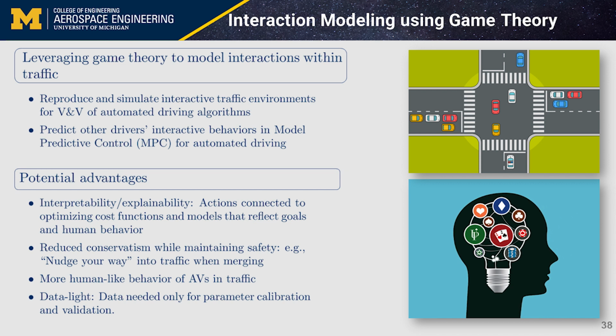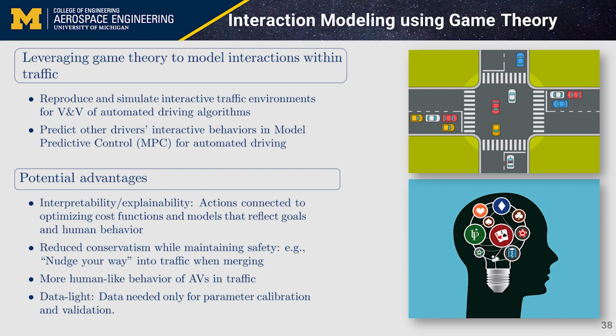Now, what are potential advantages of the approach? One is something called interpretability, explainability. That is, actions would be connected to optimizing cost functions and models that reflect driving goals, but they can also be made to reflect human behavior to some extent. Now, why is it important? Many systems that are built on automated driving may use learning, including end-to-end learning. And so then the challenge is to try to understand why a specific action has been taken. Here there is a potential opportunity to link those actions to cost functions and models, perhaps in a better way, that provides explainability for why certain actions have been taken.